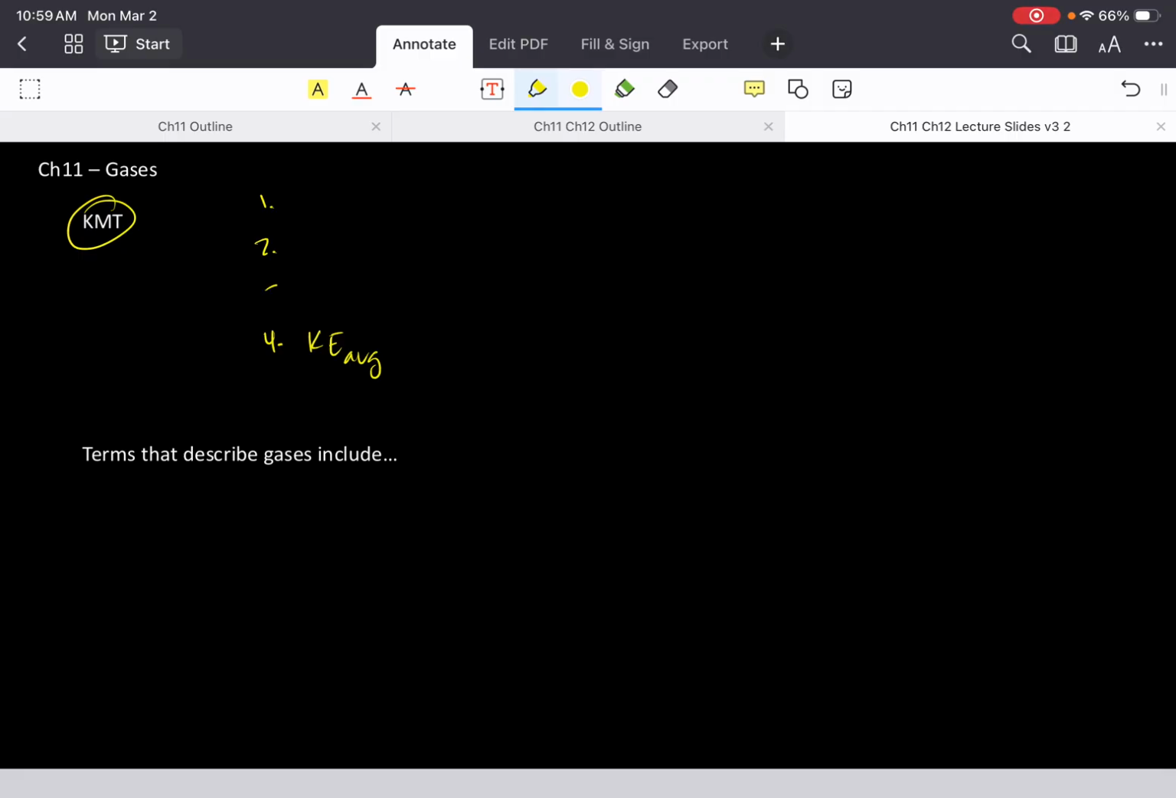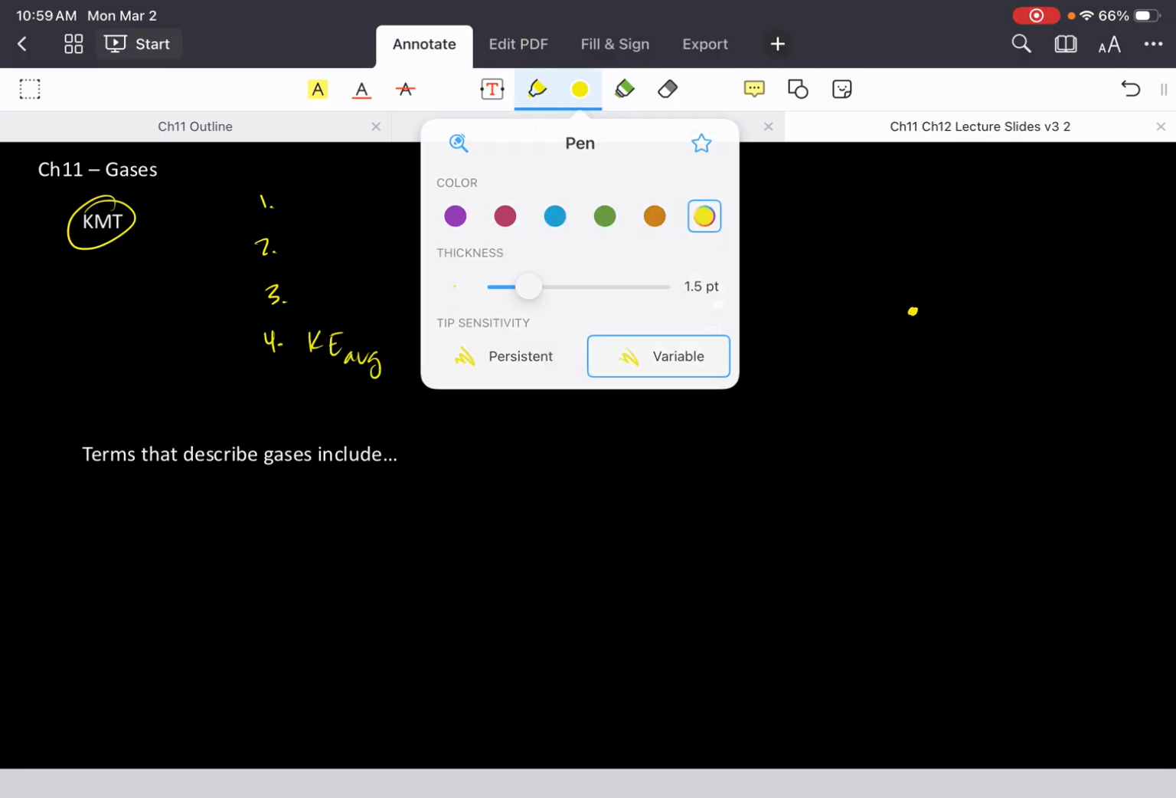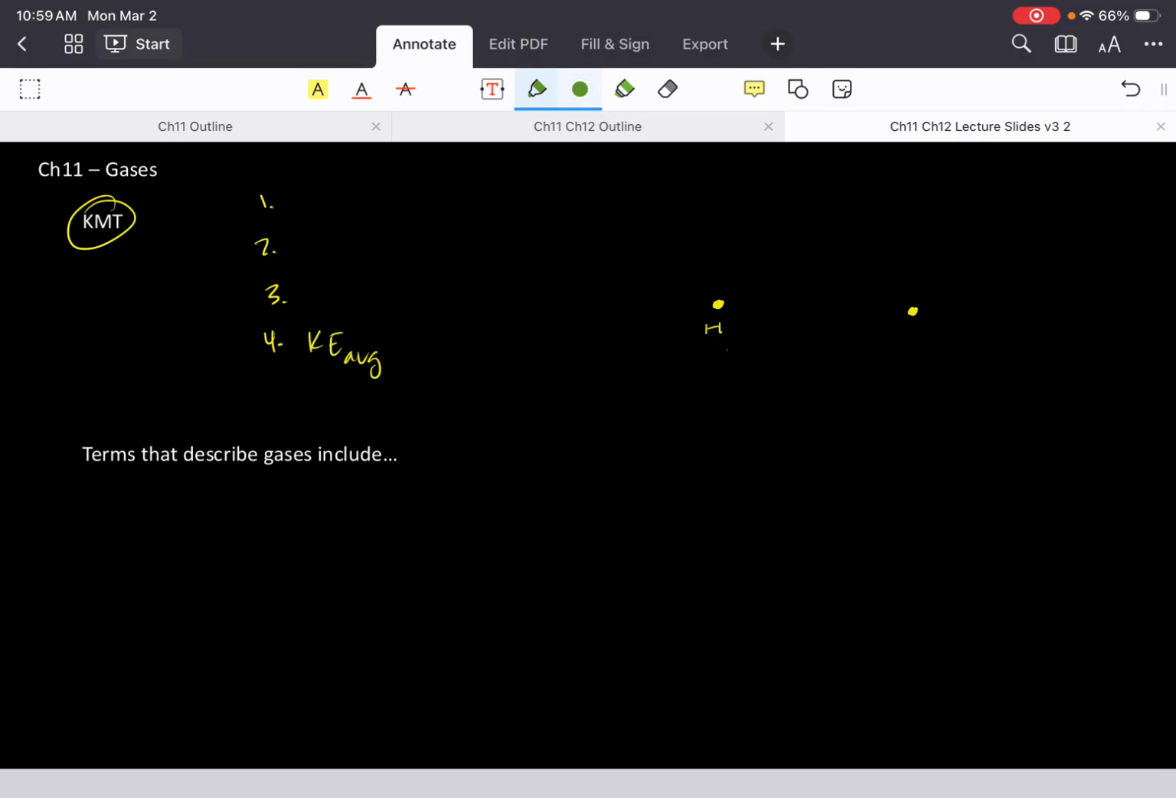And then principle number 3 talks about the space between the particles. If this is one particle and this is another particle, them being very, very far apart means that the actual size of the particle is of little relevance. For example, comparing this size to this size, that green size is so many orders bigger than the yellow size. Does the yellow size really matter? That's what number 3 is talking about. The volume of the particles is so small compared to the amount of empty space between them.